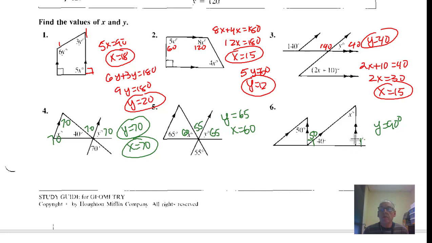Now we have an adjacent angle, which means that's going to be a 90. We have a 90 and a 40 inside this triangle. That adds up to 130. And 180 take away 130 is going to be the measure of angle x, because 90 and 40 add up to 130. That gives us 50 degrees as the measure of angle x. So x equals 50.